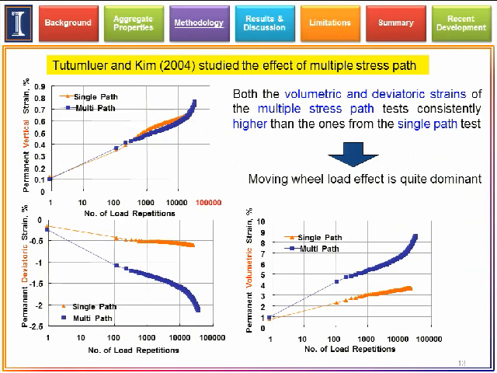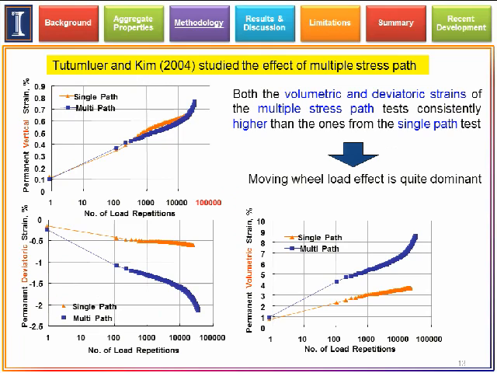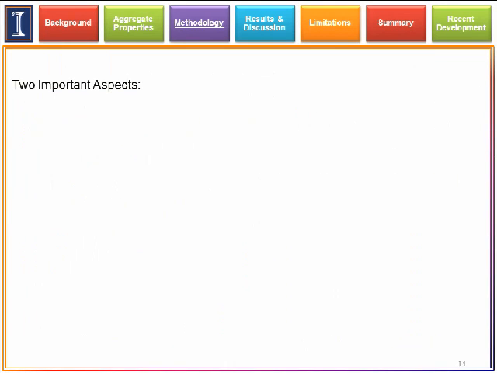Tutumluer and Kim also studied the effect of multi-stress path in the same project, and as we can see, in both cases they compared the single path and multiple path test results, and both the volumetric and deviatoric strain for the multiple stress path test were consistently higher than those from the single path test. So the moving wheel load effect is quite dominant here.